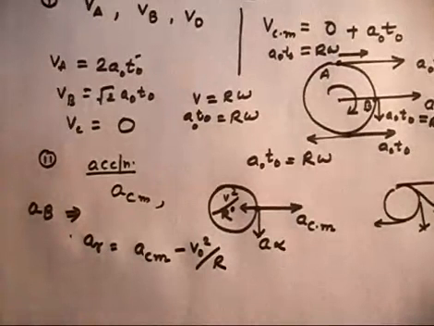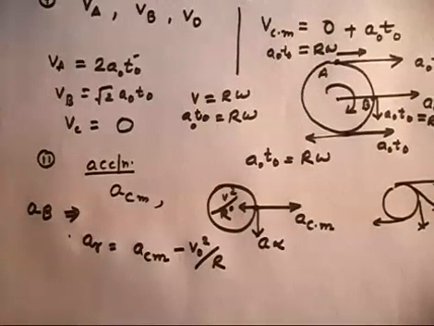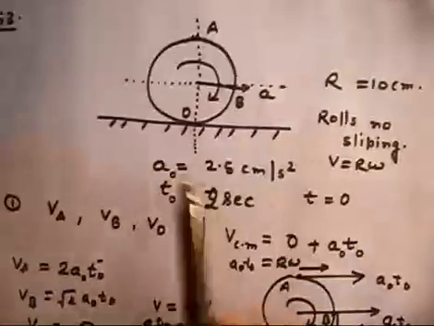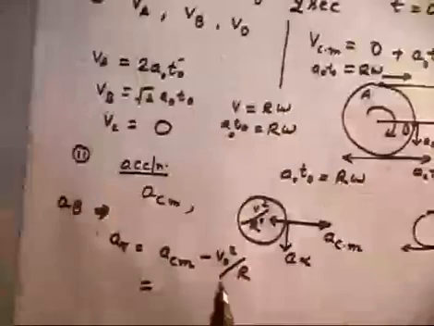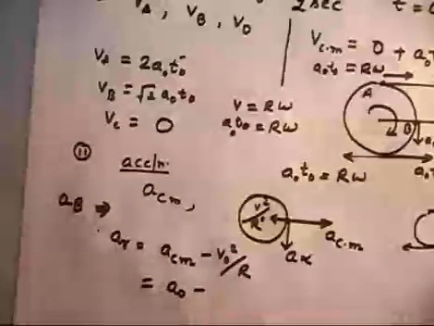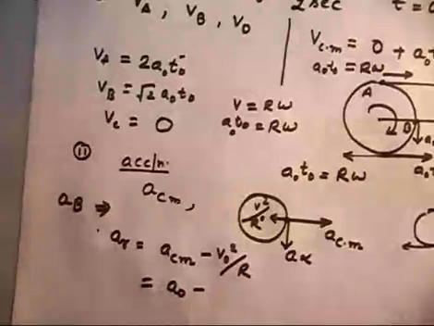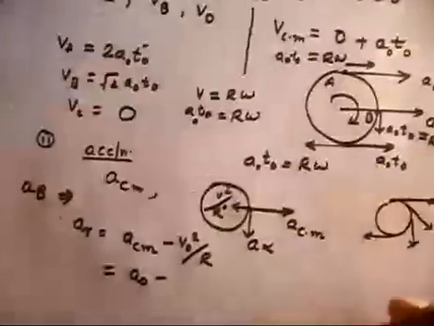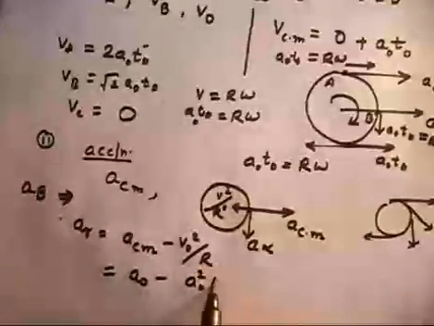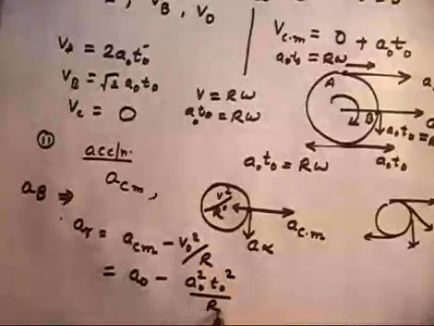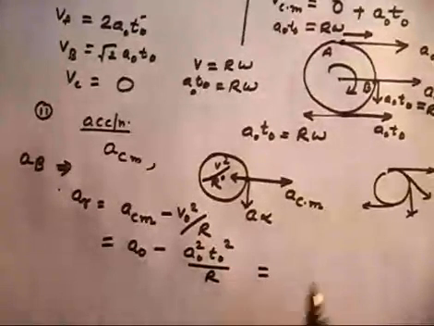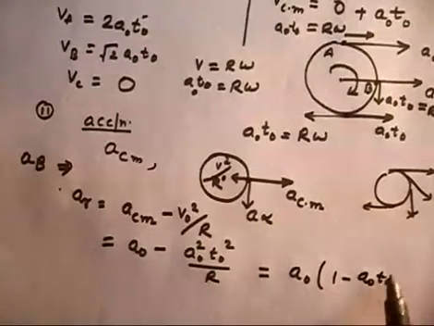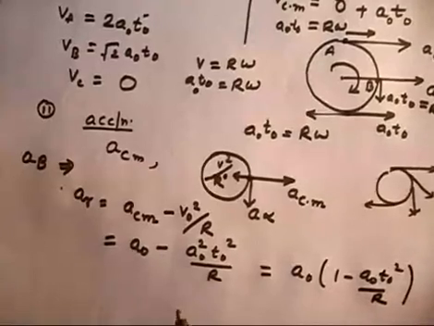Now a_cm is given in the problem, this is a naught, so acceleration is a naught. After time t, what is v naught? That we all know. We have already calculated v naught is nothing but a naught t naught. So the radial component is a naught square t naught square by r. So this will be equal to a naught, 1 minus a naught t naught square by r.